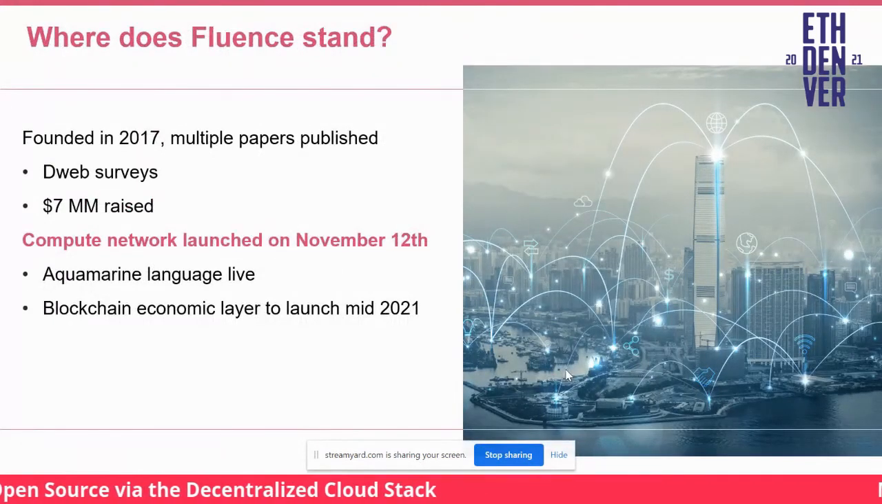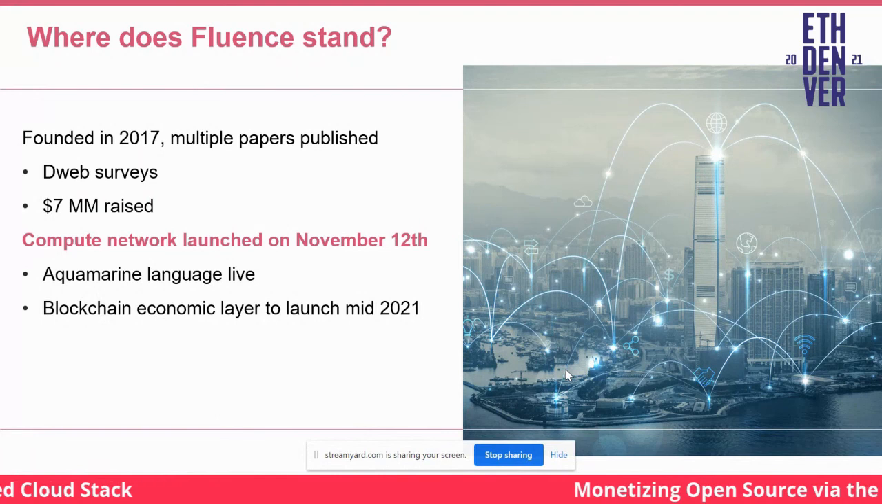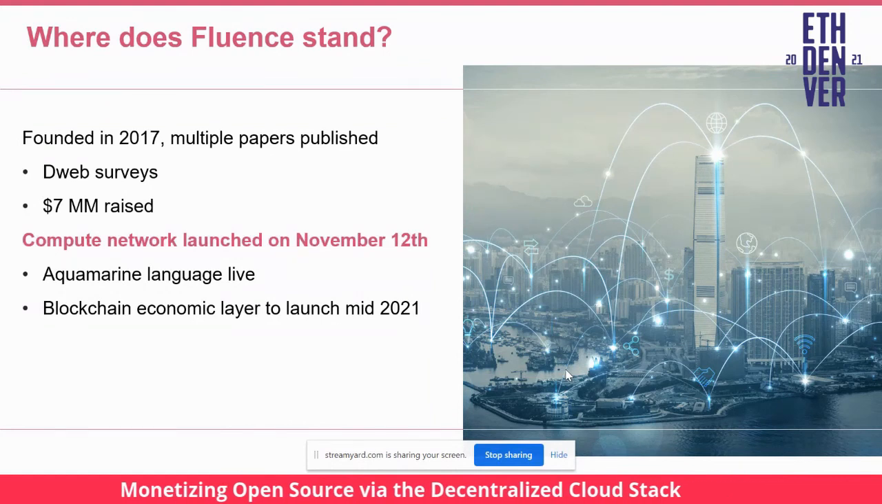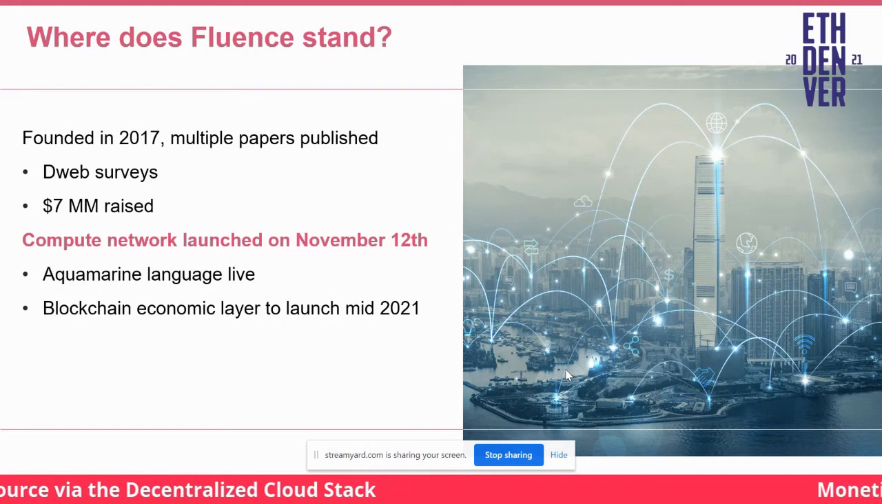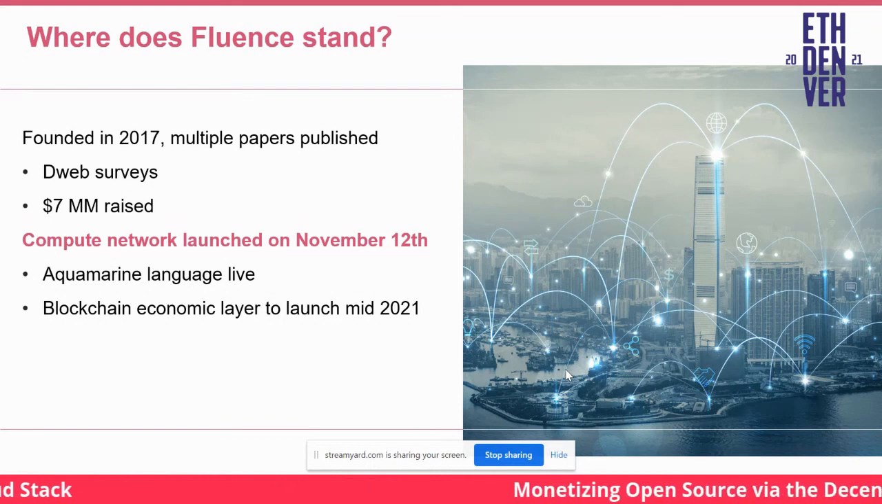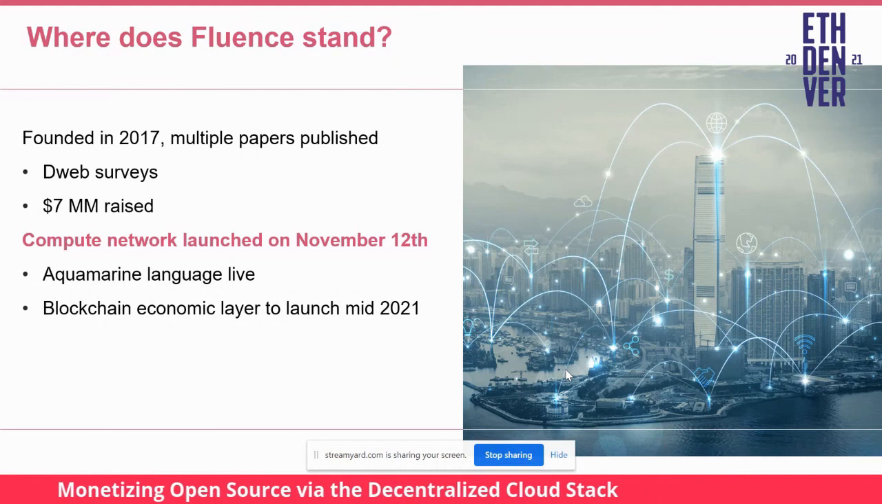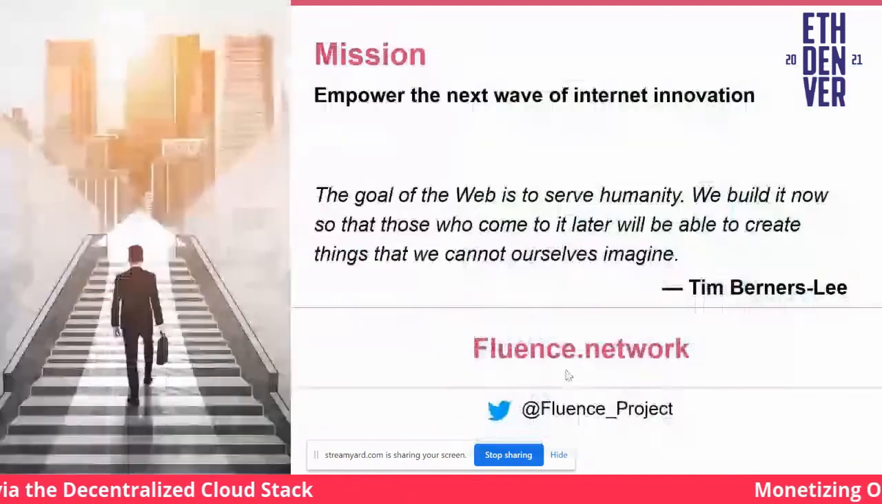So where do we stand? We were founded in 2017. We published a number of DWeb surveys. We've reached out to hundreds, almost thousands of developers over time, and so really worked to build our ties in the ecosystem. We've raised $7 million. We launched our compute network on November 12th, and the Aquamarine scripting language is live. And we're launching this blockchain economic layer in mid this year. That is going to be very exciting, but you can check us out right now.